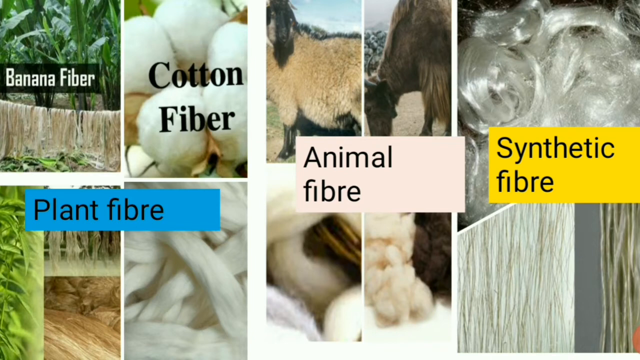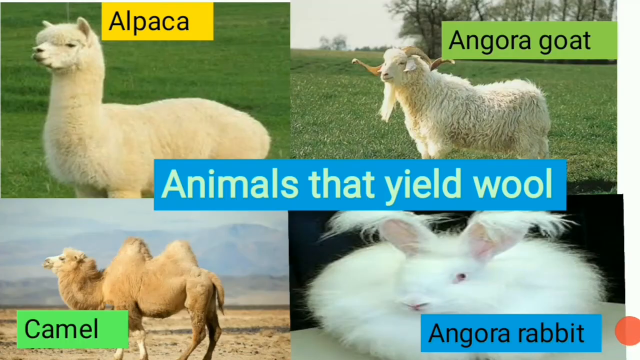Natural fiber can further be classified into two types, that is plant fiber and animal fiber. Fiber obtained from plants is called plant fiber, example cotton, jute, etc. Fiber obtained from animals is called animal fiber, example wool, silk, etc. Wool is a fiber obtained from animals like sheep, goat, yak, and other animals.